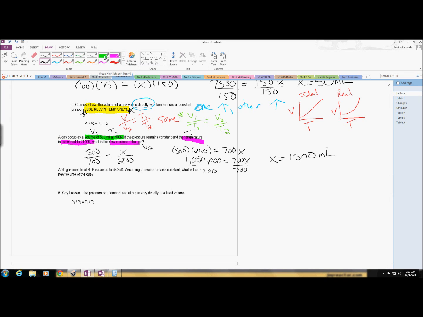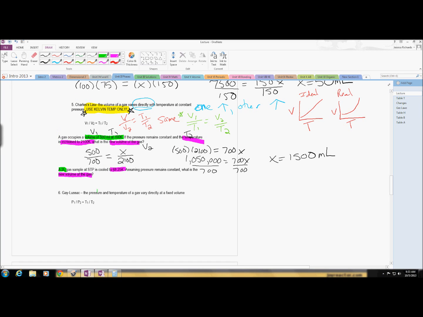All right, look at this next problem. This is one of the ways you're going to make the problems a little bit harder. It says a 2-liter gas sample at STP is cooled to, so they're going to change the temperature to 68.25, assuming the pressure stays constant. What is the new volume of the gas?